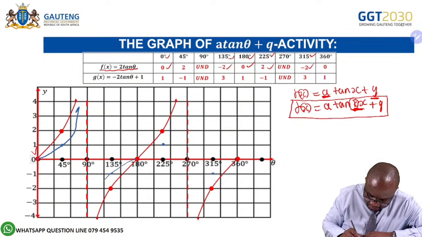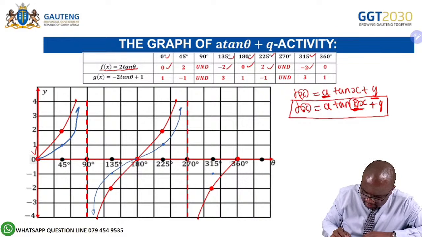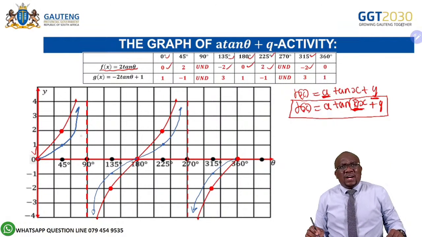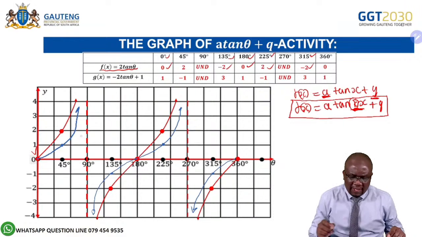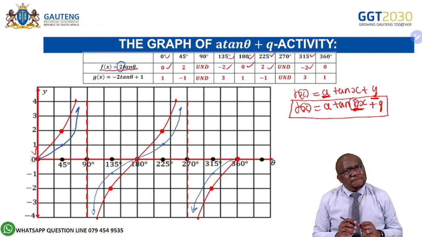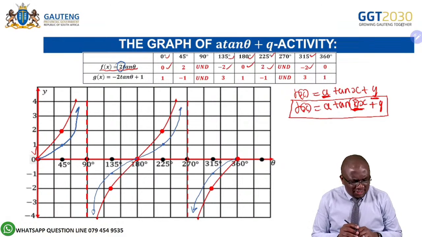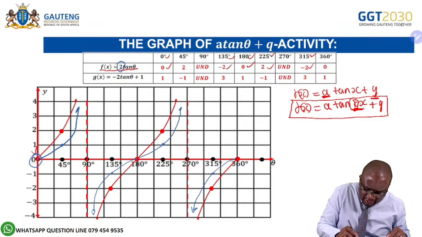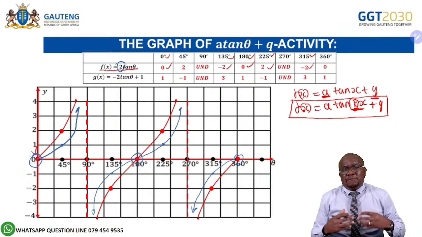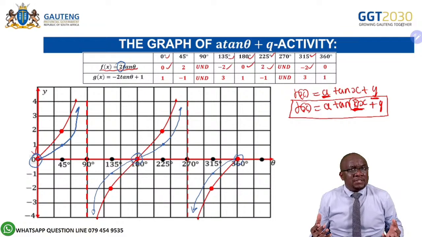Okay, it's going to be like this. It's going to be like this. Then it's going to be like this. You see that? This is the graph of tan theta. So what has happened here? What is the effect of A? Was the graph shifted upwards? It didn't shift because this point did not shift, this point did not shift, this point did not shift. You see that? So we can't say the graph was shifted upwards or downwards.